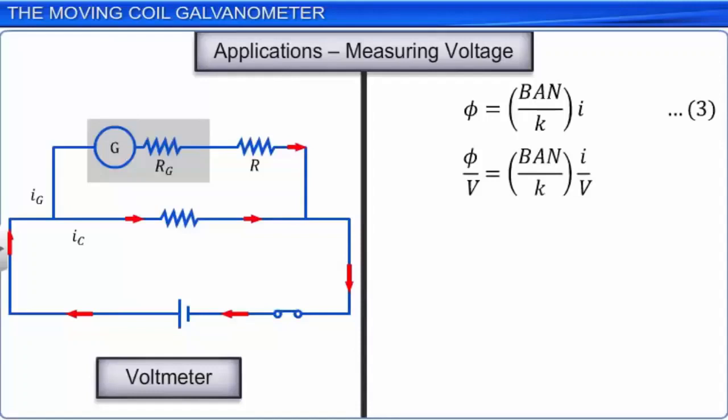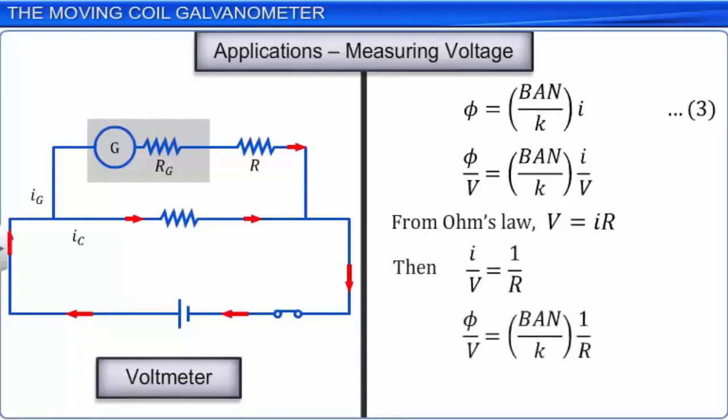From Ohm's law, V is equal to IR. Then, I by V is equal to 1 by R. Then, the voltage sensitivity, phi by V, is equal to BAN by K into 1 by R. In the case of the conversion of a galvanometer into a voltmeter, an increase in the current sensitivity, which is the ratio of phi to I, does not increase the voltage sensitivity.